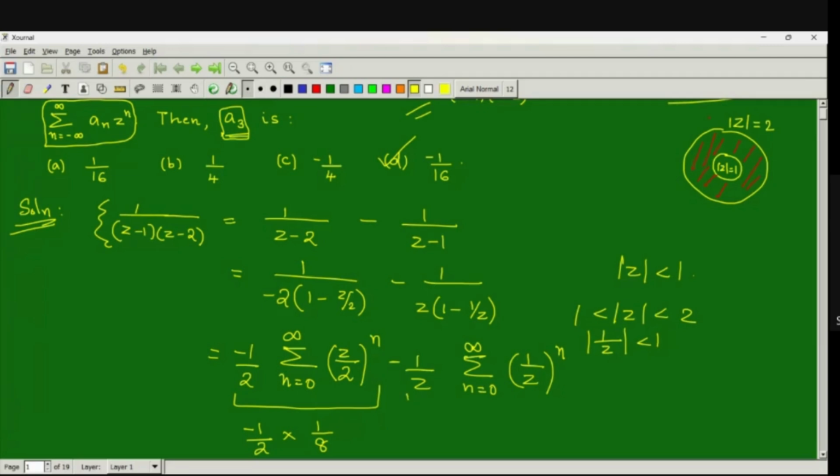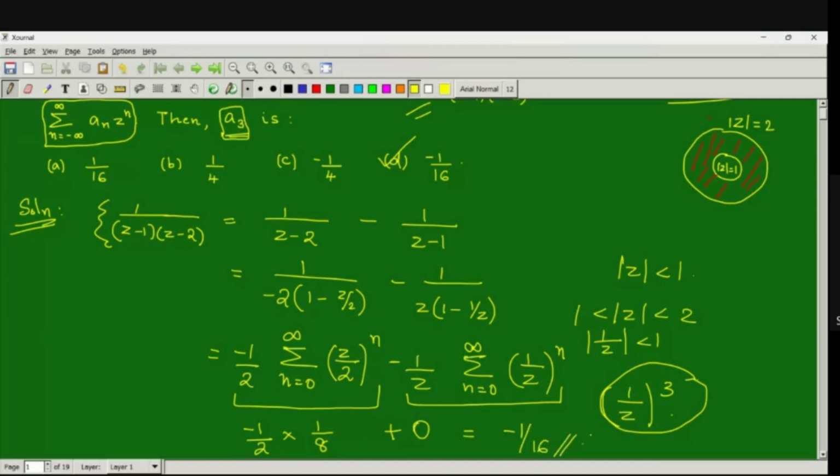What is the coefficient of Z power 3? It is not asking about the coefficient of 1 by Z power 3. That is the issue we faced. So the coefficient of Z cube here is 0. That is why the answer is 1 by 16.